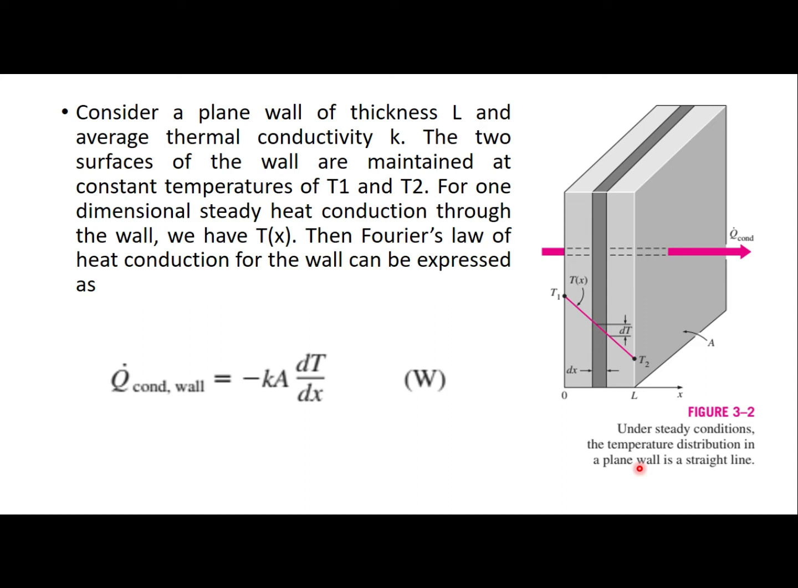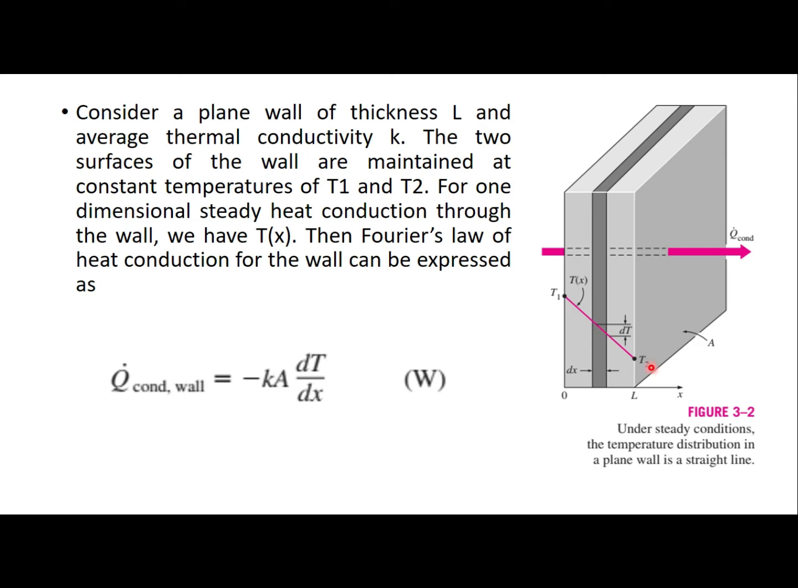Consider a plane wall of thickness L, that is from 0 to L, and the average thermal conductivity of this wall is K. One side of the wall is maintained at temperature T1, and the other side of the wall has a temperature of T2. So what will happen? The heat will be conducted through the wall from the higher temperature to the lower temperature.